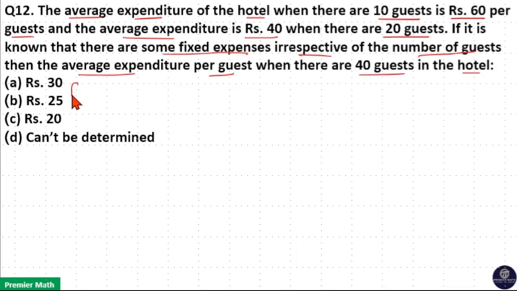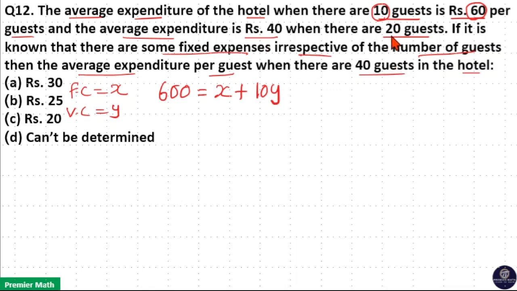Here let us consider fixed cost as X and variable cost as Y. Then fixed cost plus variable cost is total cost. Now, when there are 10 guests, average is 60 rupees per guest. So, average is 60 rupees per guest means total cost is 60 into 10, 600. So, 600 is the total cost when there are 10 guests. So, this 600 is equal to fixed cost X plus variable cost. For 10 people, 10 into Y is the variable cost.